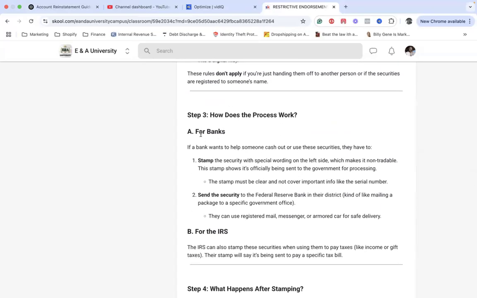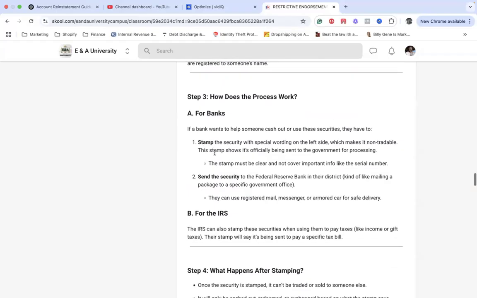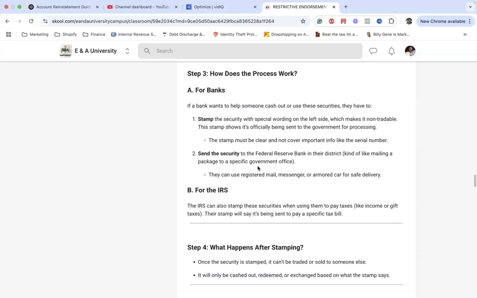So how does the process actually work? For the banks, if a bank wants to help you cash out or use these securities, they have to stamp the security with a special wording on the left side, which makes it non-tradable, right? This stamp shows that it's official and is being sent to the government for processing. And this stamp must be clear and not cover important info like the serial number. And then you want to send the security to the Federal Reserve Bank in their district, kind of like mailing a package to a very specific government office.